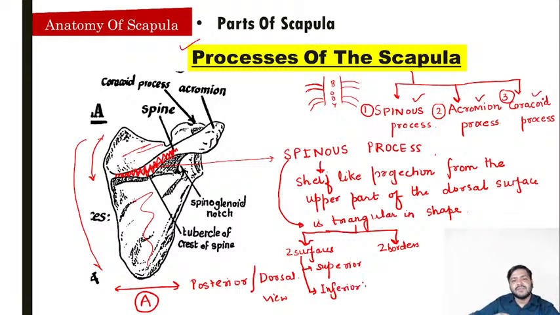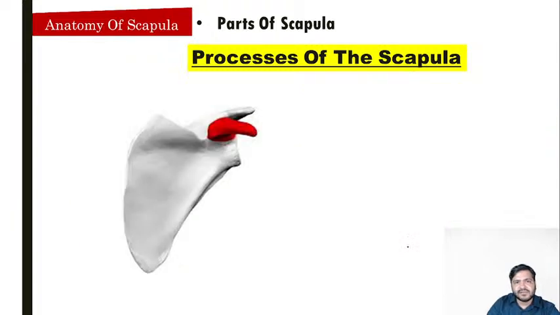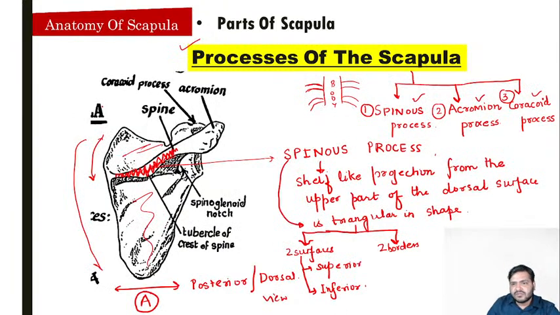We have the superior surface of the spinous process and the inferior surface. Apart from that, the third border is the free border, that is, the lateral border, so I am not mentioning it here. I will mention the two borders on the next slide because I don't have much space, or just over here only.